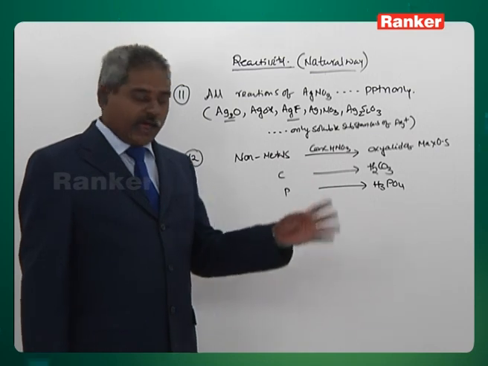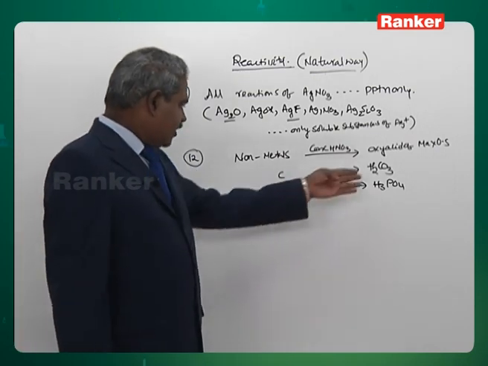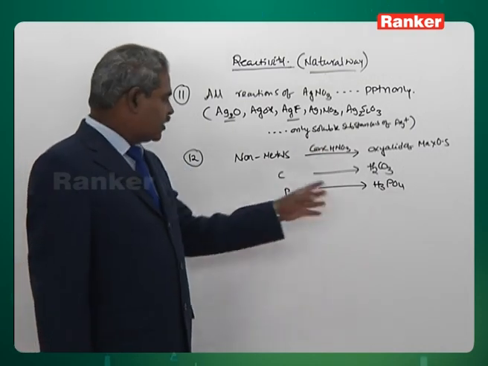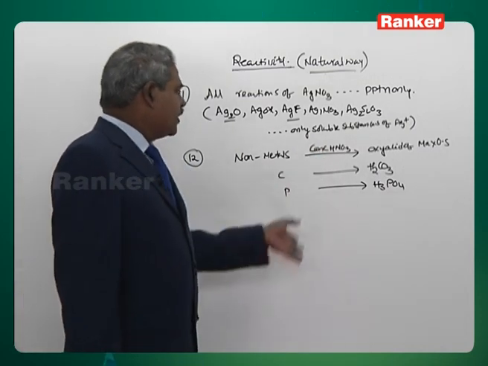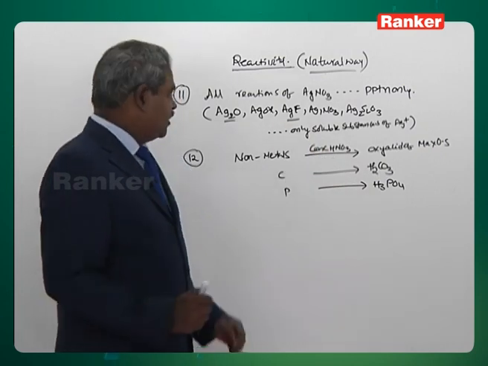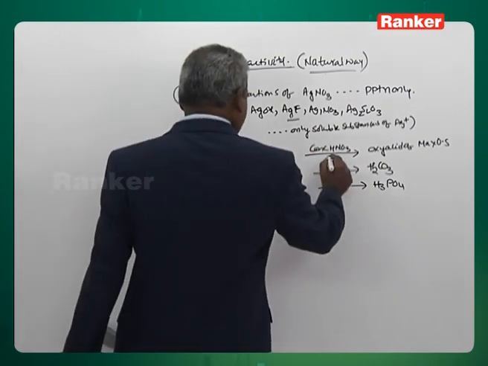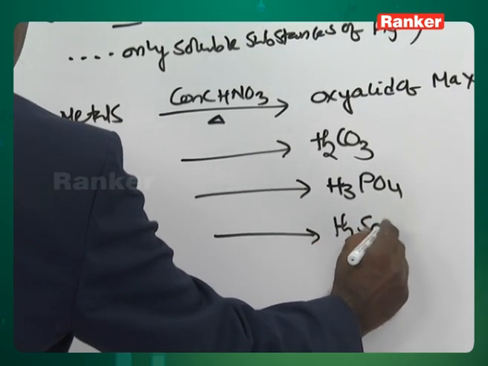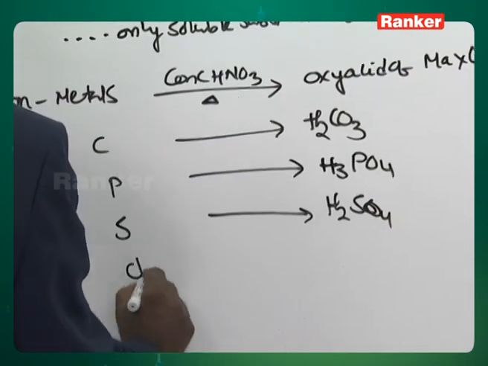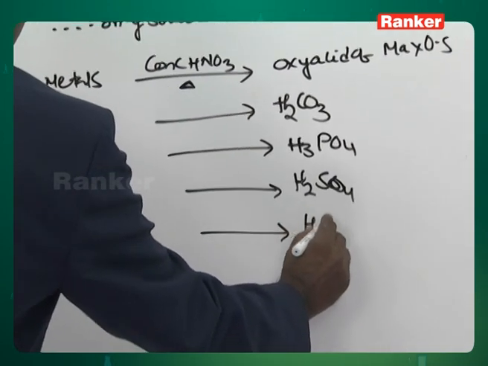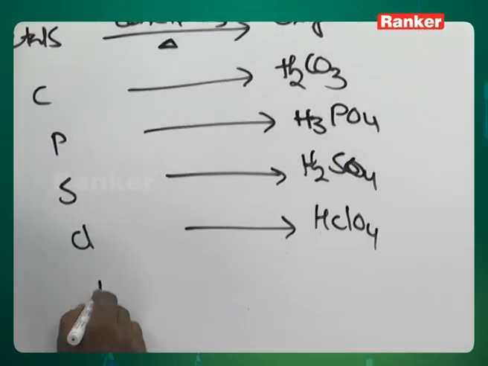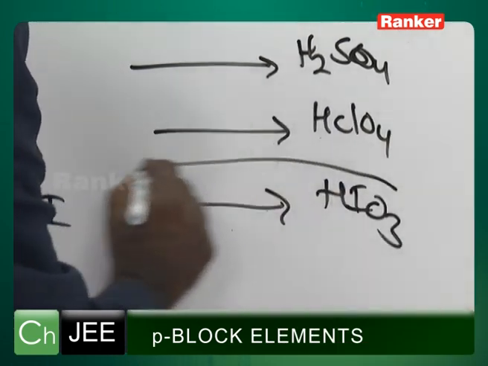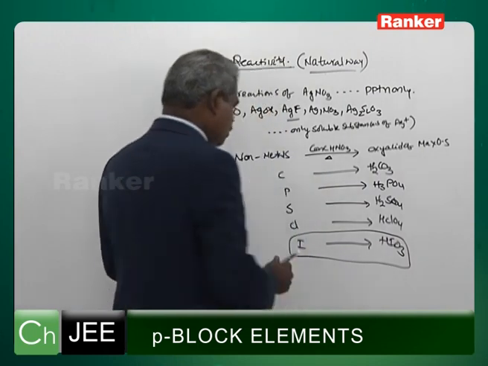By hydrolyzing the halides, PCl5 on hydrolysis gives this. So, we have already seen 2 methods, oxide plus water, halide plus water, non-metal plus concentrated nitric acid. Of course, you may require small heating also. So, sulfur will give H2SO4, even chlorine goes to HClO4. But remember, iodine, you get HIO3. It is rather surprising. Maybe surprising to you, it's not surprising to me.